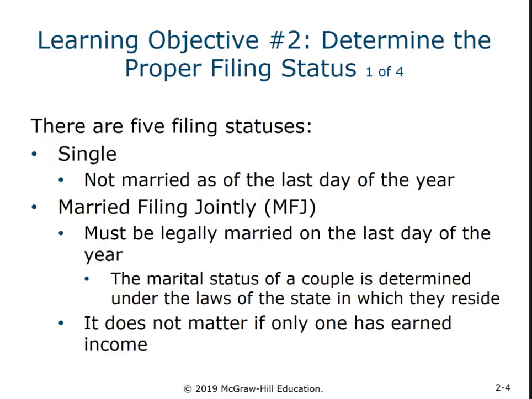Now notice your determination is on the last day of the year, and it's determined by state law. So the marital status of a couple is determined under the laws of the state. Whether you're married or not, the IRS looks to the state law to determine. There's not a separate federal statute about being married or what that means. They have deferred to state law. It doesn't matter how many, one or more, have income as far as they're married.